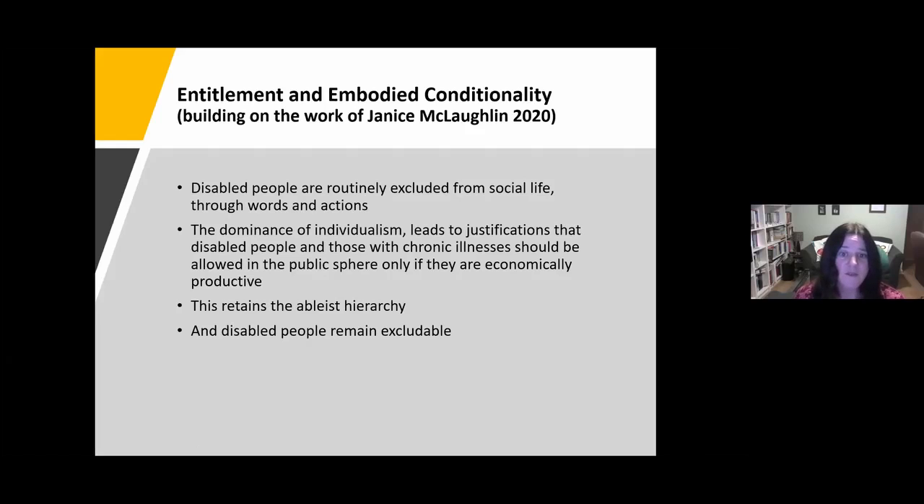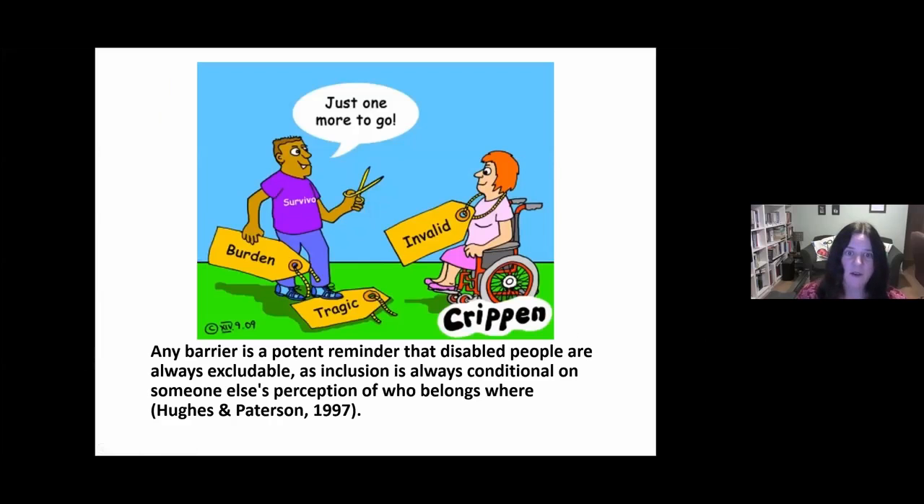And the dominance of individualism leads to justifications that disabled people and those with chronic conditions should be allowed in the public sphere only if they're economically productive. This retains the ableist hierarchy, and disabled people remain excludable. And that's my final slide.